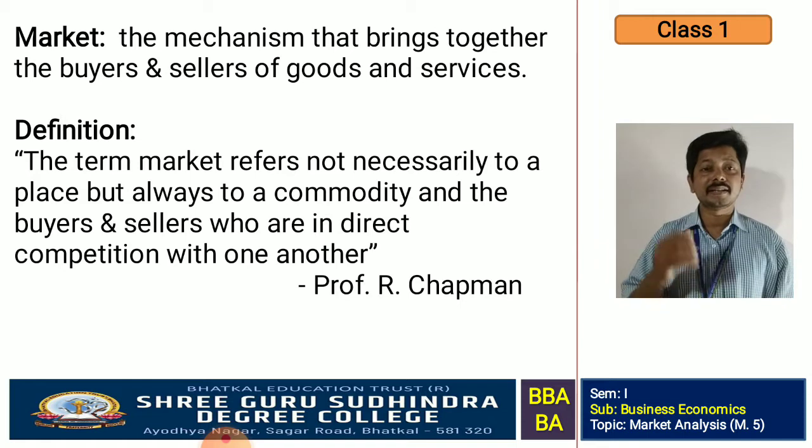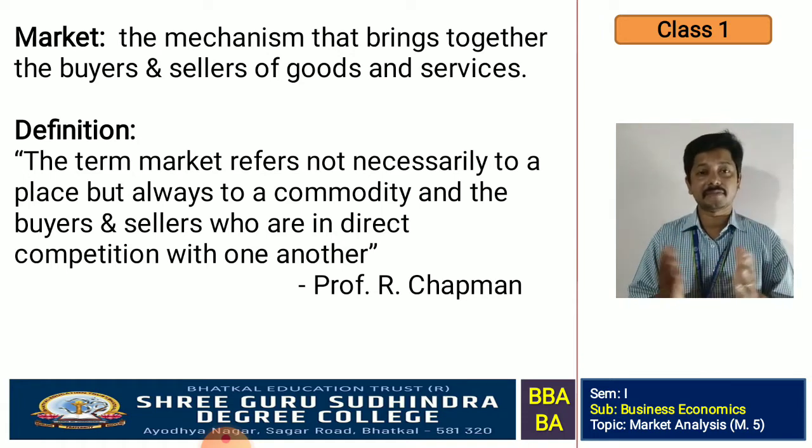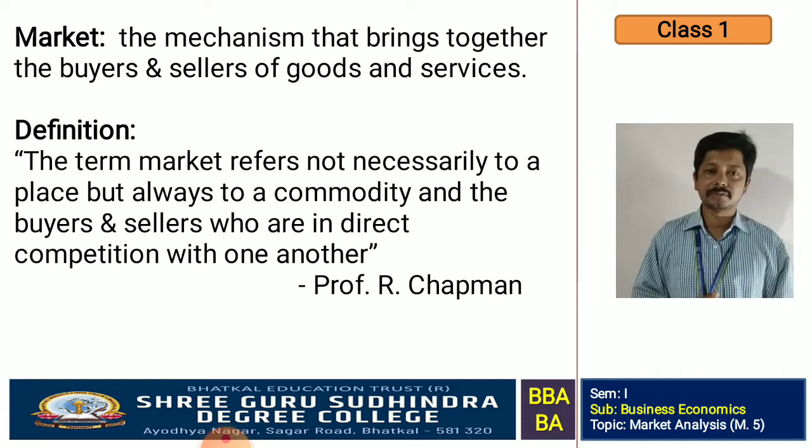A definition: the term market refers not necessarily to a place but always to a commodity and the buyers and sellers who are in direct competition with one another. So here the term used is competition, that means many buyers and many sellers, correct? When many sellers are there, obviously there is existence of competition. But it is not necessary to have a particular place. Nowadays, online market is also available. This definition was given by Professor R. Chapman, right?